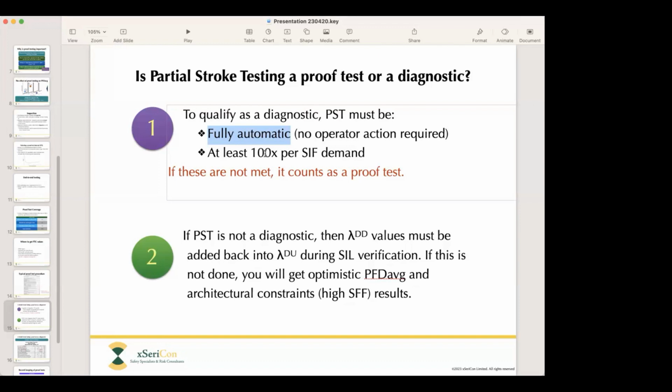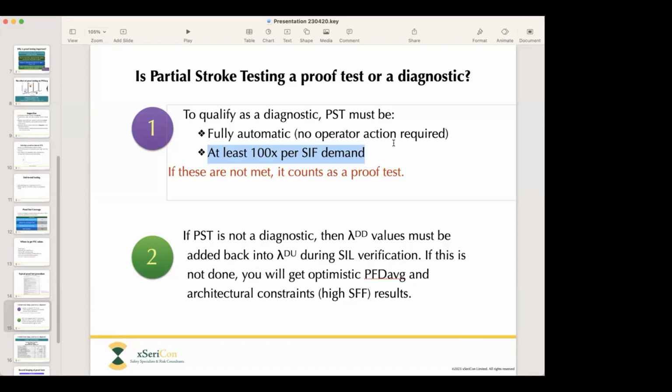But that still doesn't count as a diagnostic, because it relies on the operator giving the permission or the command for that stroke test to occur. And the other condition that has to be met according to the standard to qualify as a diagnostic is that the test must be run 100 times per predicted demand rate on the SIF, which basically means frequently. I mean, that means weekly, maybe even daily or even hourly. And that is what is intended really by a diagnostic. It's meant to be something that's in the software, in the programming, and just runs basically all the time.